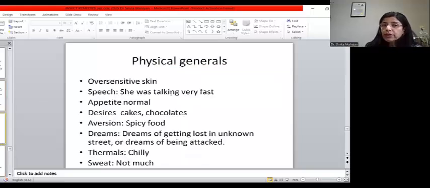Her physical generals were she had very oversensitive skin. Her skin would react easily to any external factors like bright light, I mean, any environmental factors like any allergens or anything. If she goes out in Canada, it is very cold. In winters, some people get red cheeks if they go outside. So she said that her skin is so sensitive, she would get those red cheeks. Even if she steps out in cold or even in very hot sun, her cheeks would blush, she would become red.